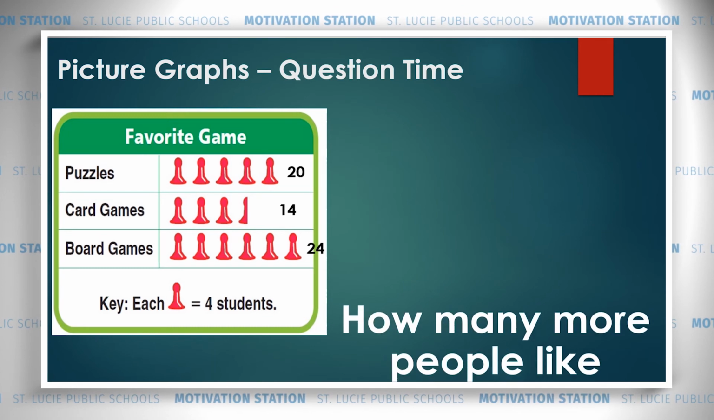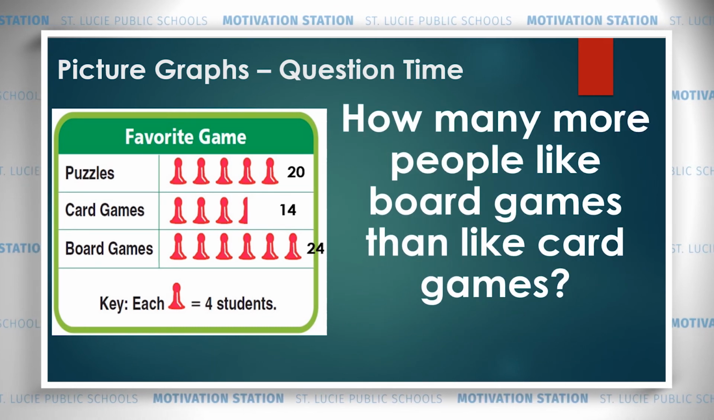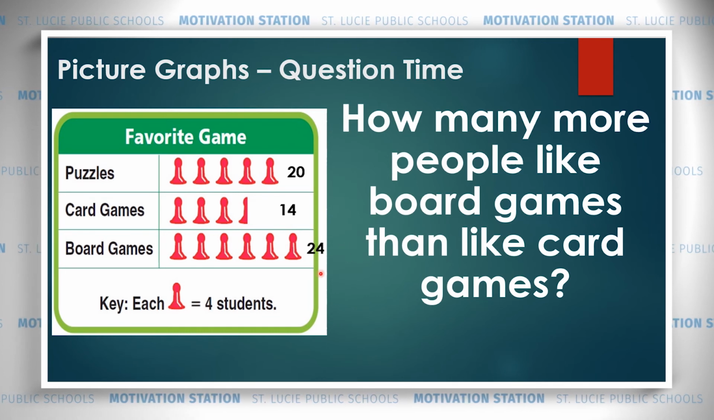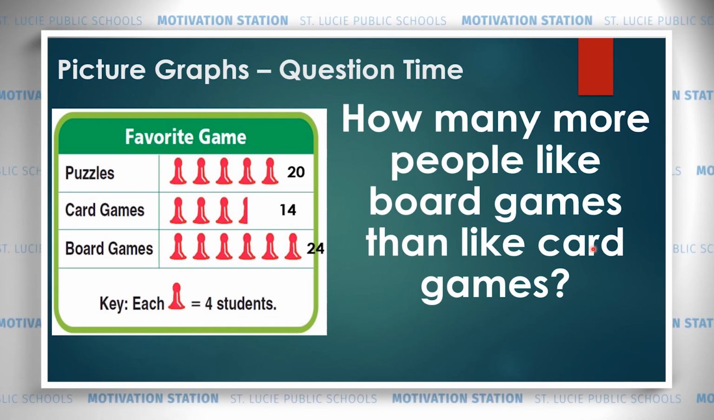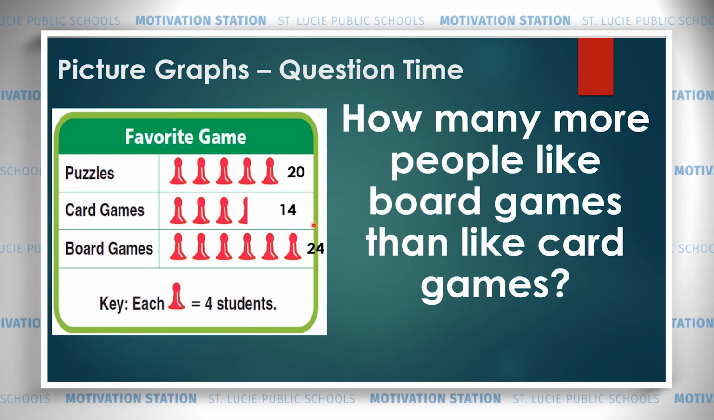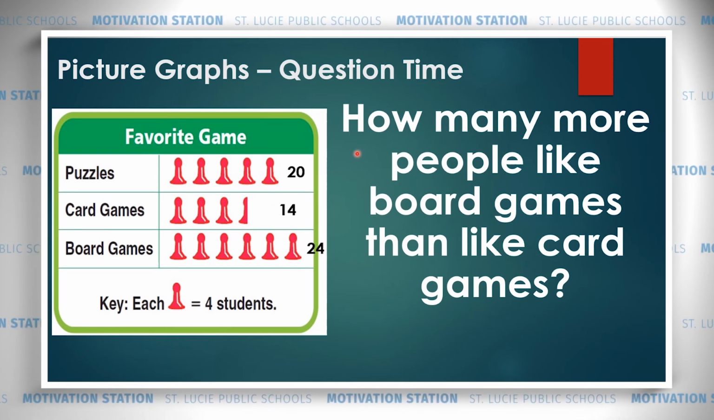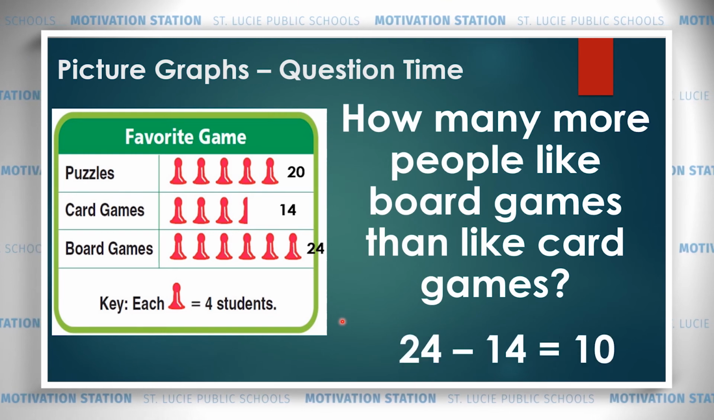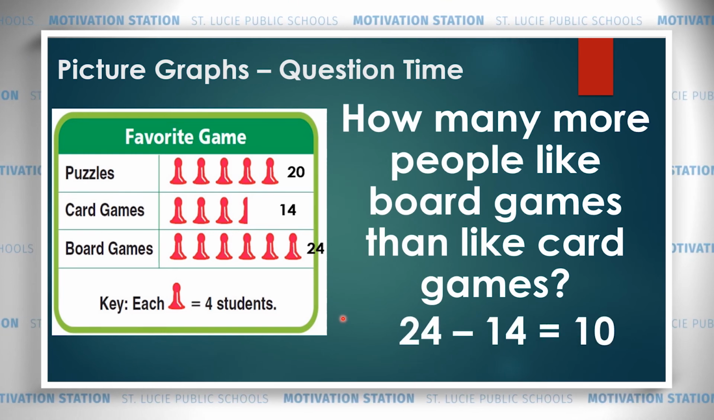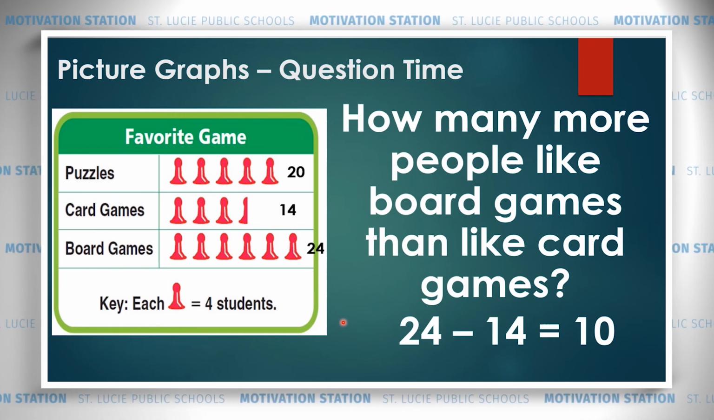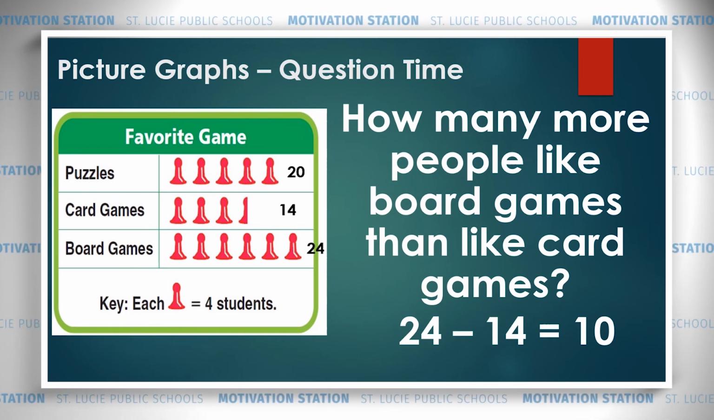Let's try a how many more question. How many more people like board games, which is right here, 24, than like card games, which is right here, 14? How many more tells us we're going to find the difference. So 24, take away 14, leaves you with 10. So 10 more people like board games than card games.